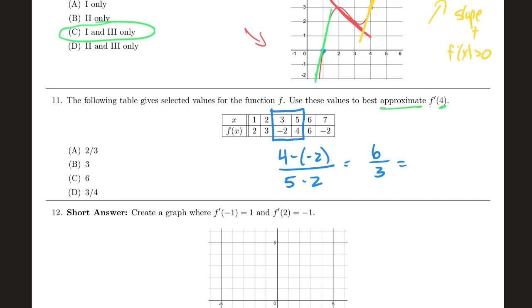4 plus 2 is 6. 5 minus 3 is 2. And 6 divided by 2 is 3. So the best approximation I can do for f prime of 4 would be 3. It might not be exactly 3, but that's the best I can do with this table because those are the values closest to 4.